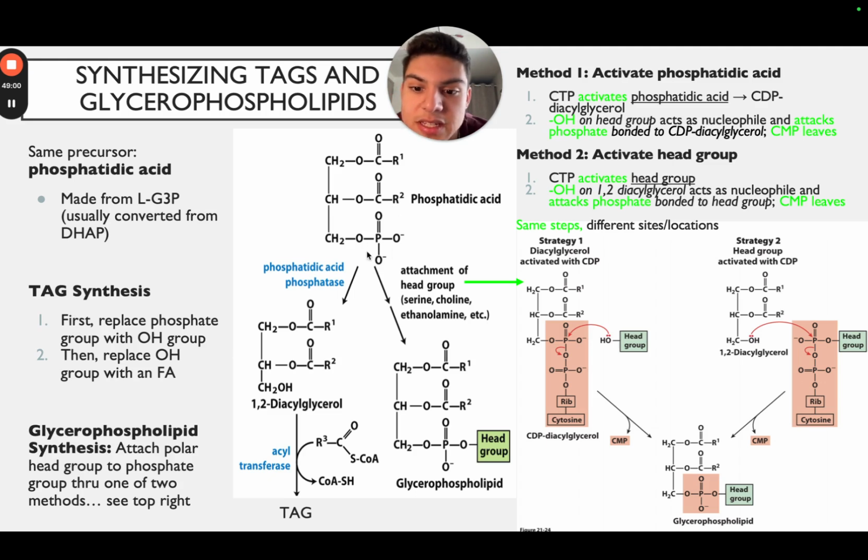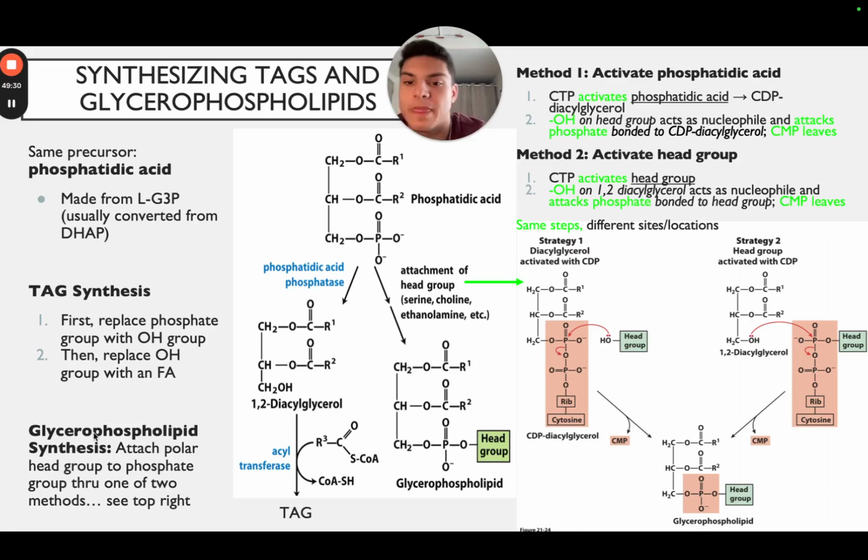For triacylglycerol synthesis, we're going to first replace the phosphate group with an OH group. So right here, as you can see, this phosphate on the 3rd carbon is going to be dephosphorylated, and the OH group is going to take its place using phosphatidic acid phosphatase. That makes sense. And then also, it's going to replace the OH with the fatty acid. As you can see here, we start forming our TAG. And this process just occurs for all 3 of the heads, or for the 1, essentially.